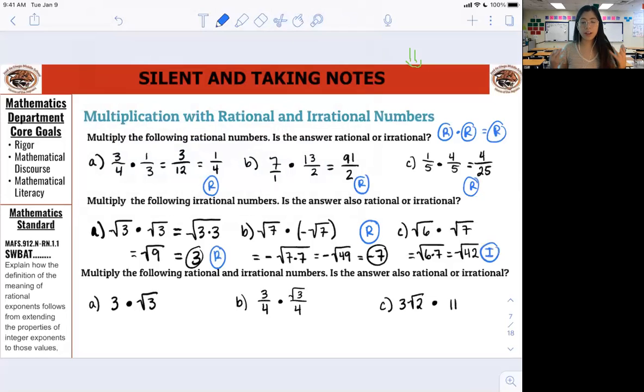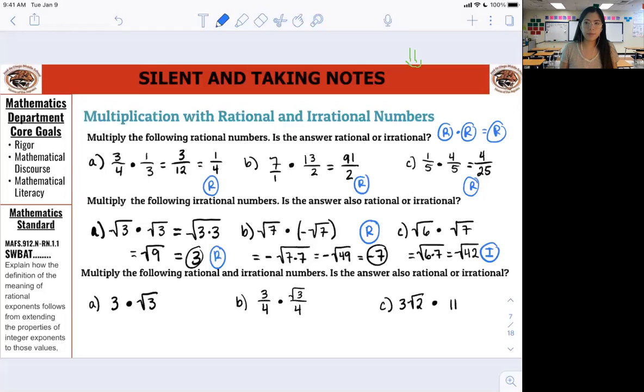So are irrational numbers closed under multiplication? No, because sometimes you get a rational answer, sometimes you get an irrational answer. So this one, you can't close it under multiplication. It's sometimes going to be rational, sometimes going to be irrational. So there's no rule that I can write down for this one.